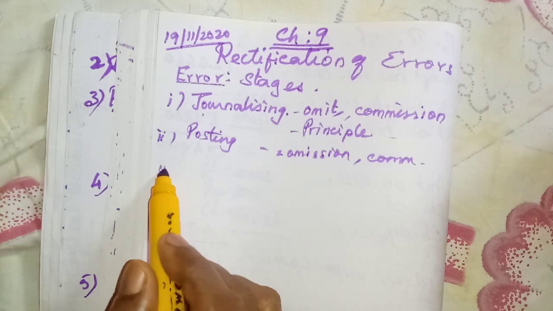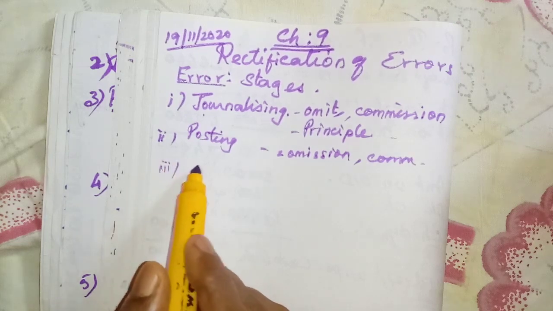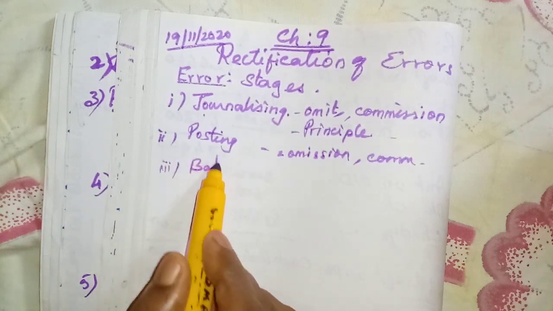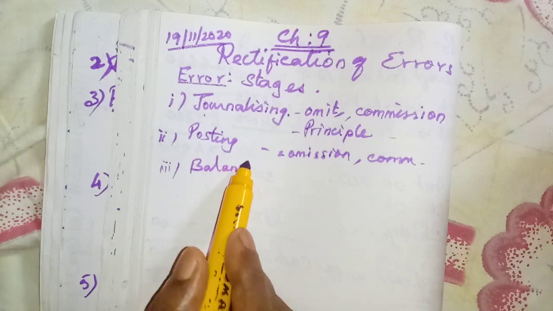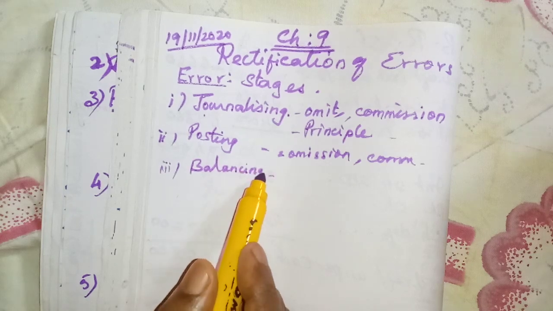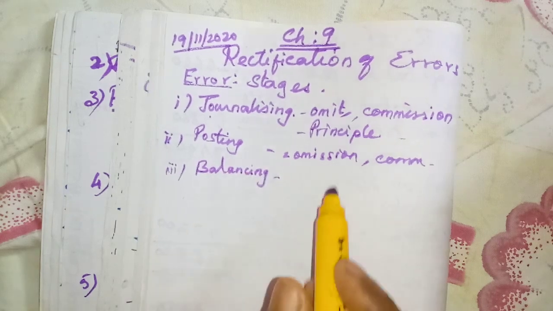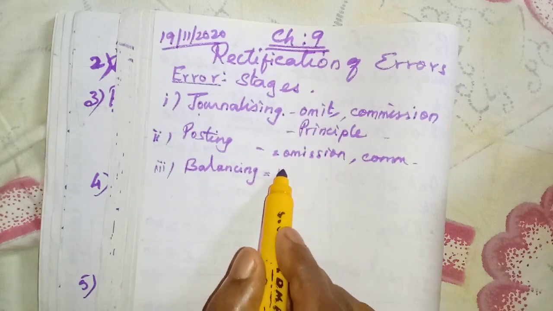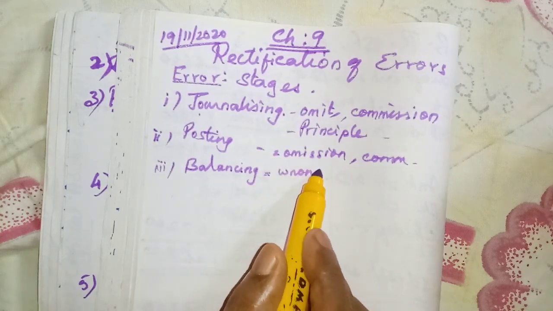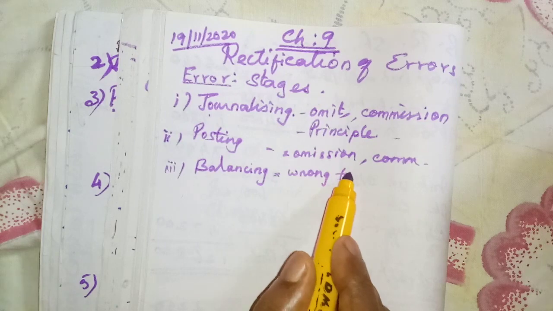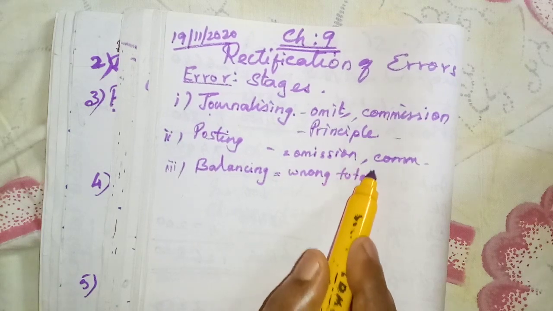Okay, then the third stage, what? Balancing. After posting, what will we do? We will do totaling and balancing, isn't it? So in these two ways only they may make mistakes, either wrong totaling or wrong balancing.